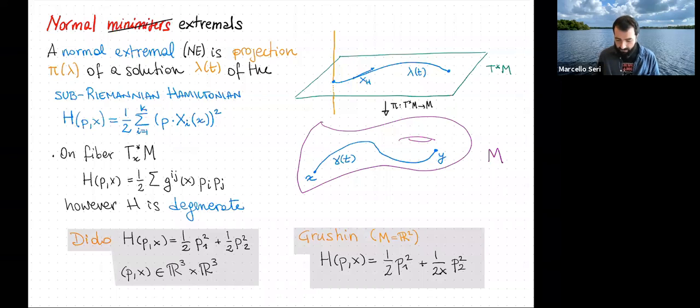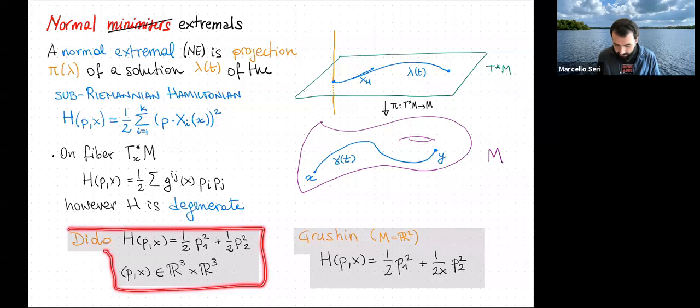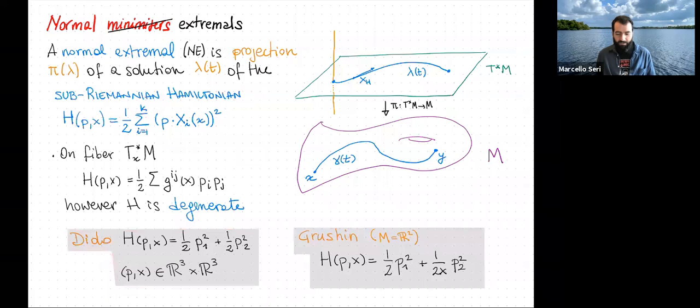And just to make you comfortable with the Dido problem, this is just p1 square plus p2 square. But you're missing the p3 square. It means that no matter which momentum you choose for z, this thing will describe the same geodesic. It does not see the p3. So for each point here, you will have multiple choices that will project to your curve down.